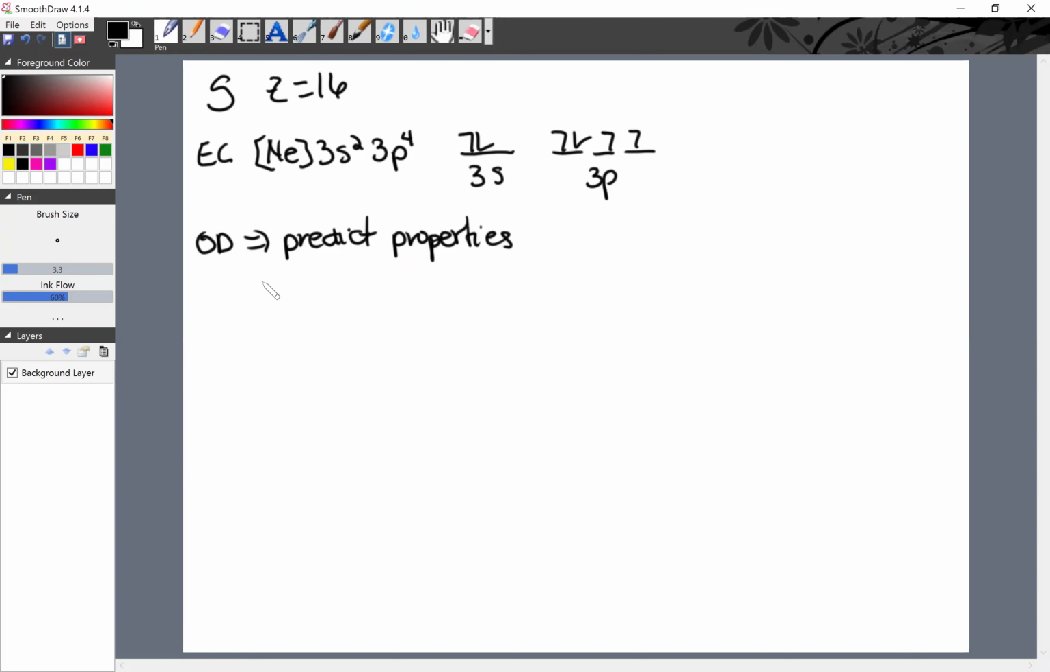Specifically, ionic properties. So because of this, I can see that if I gain 2, I will look like the noble gas argon. And so the charge most likely is a -2. And yes, sulfur likes to be a fixed -2.